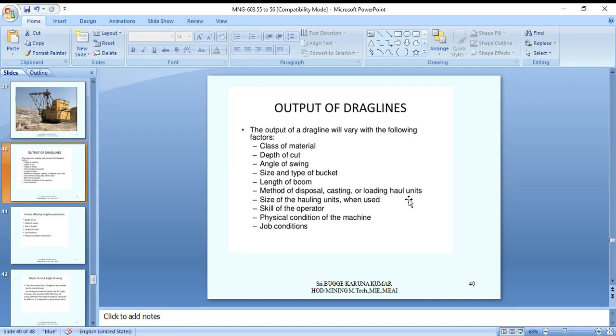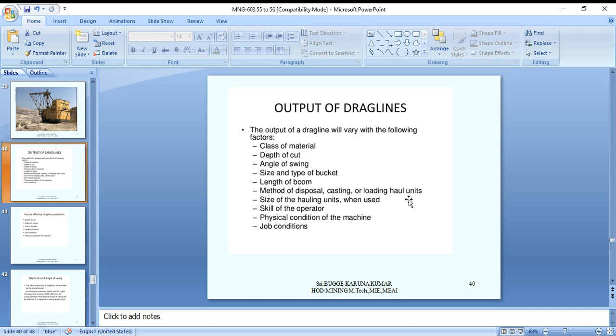Next, the calculation of output is also essential for the dragline bucket, to know how much output can be obtained. The output of a dragline will vary with the following factors. What are the factors you can see here? Class of the material, depending upon whether the OB is of clay nature or some bouldery nature. So these are some influencing factors, the number one factor: the class of the material.